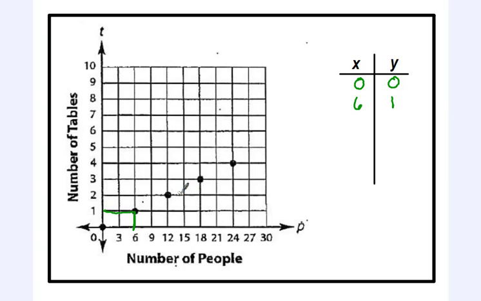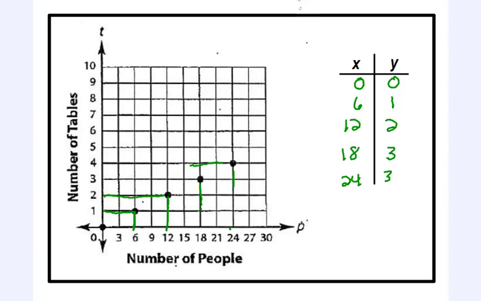Then you go to the next point and you do the same thing. The x-coordinate would be 12. Let's go over here to the y, it would be 2. So 12, 2. Do the same thing for the next point, and you would have 18, 3. And the last point would be 24 on the x and 4 on the y.